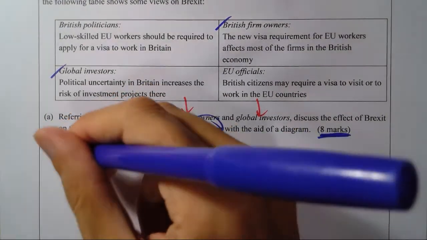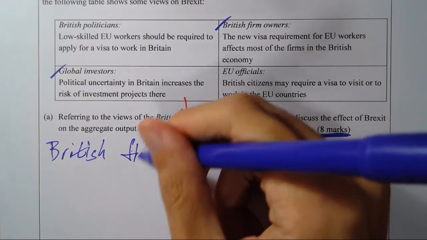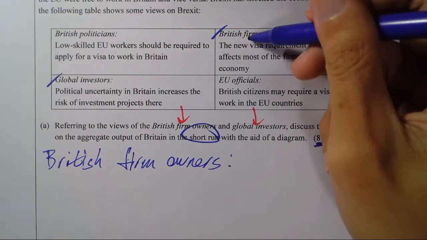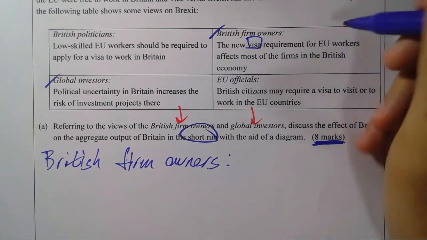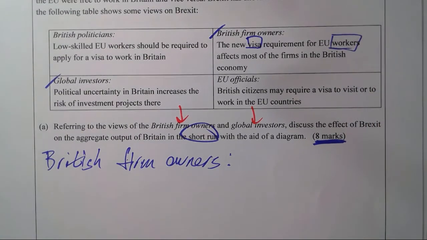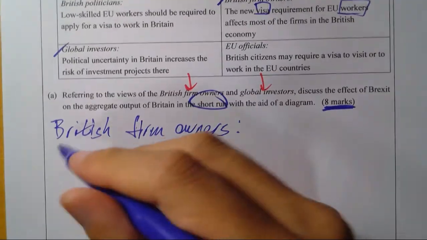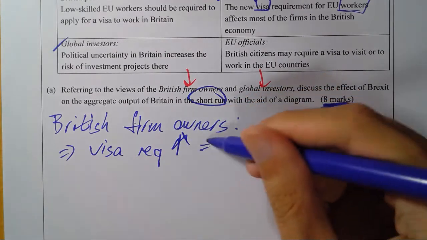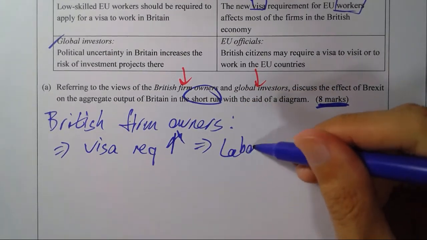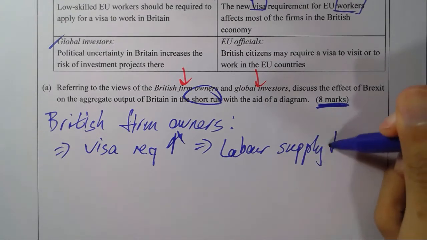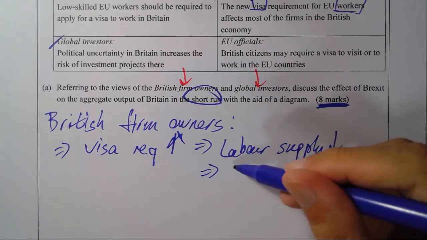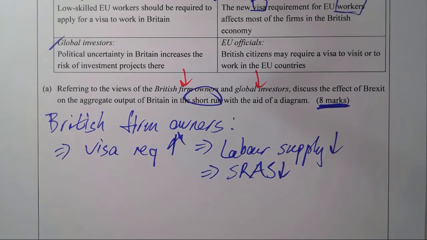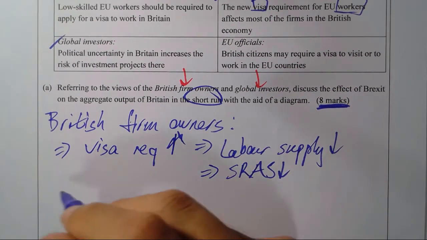Okay, so let's see. The British firm owner, what's their point? Their point is that visa requirement. Now when you say workers, 嗱你一諗到 worker 啊 visa 啊 what does that mean? They say that because of visa requirement, increase in visa requirement, most likely the labor supply would go down. Most likely. Labor supply goes down, SRAS would go down. This is 2 marks for answering to owner. Same trick. What about the investor?